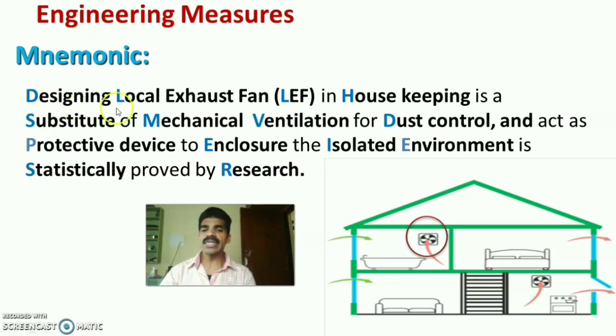That is: designing local exhaust fan, LEF, in housekeeping is a substitute of mechanical ventilation for dust control and acts as a protective device to enclose the isolated environment, is statistically proved by research. So this is the mnemonic for engineering measures. Now you may be confused with the mnemonic, but all the activities or measures come under engineering measures. I have explained and connected them with this mnemonic. At the end of the session, you can understand better. So let us expand this mnemonic under engineering measures.